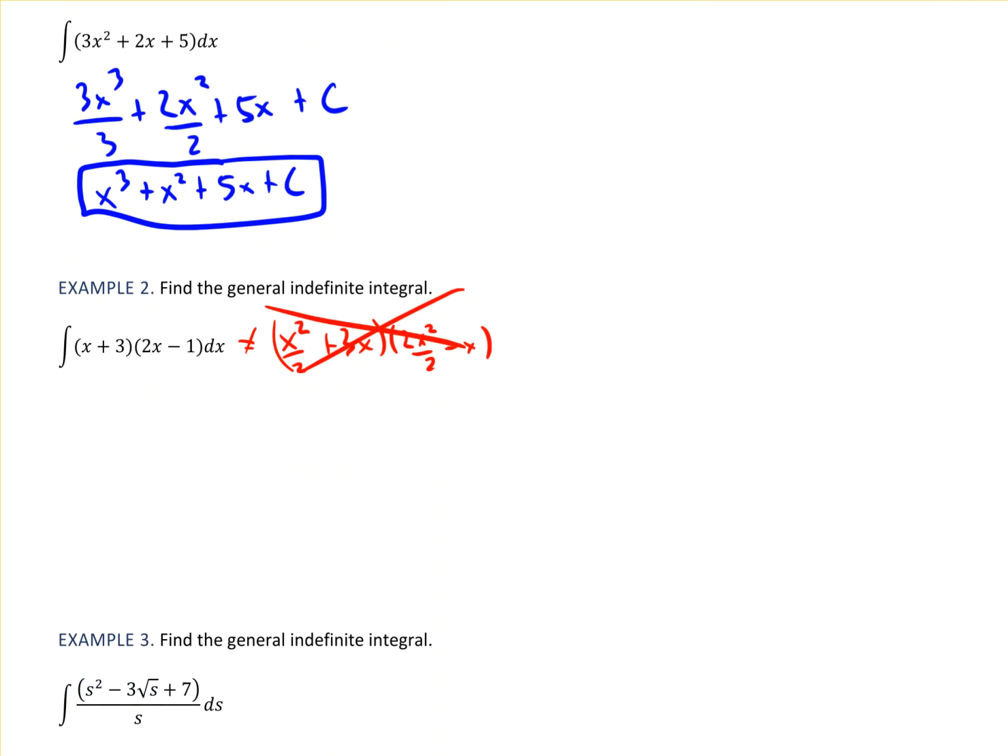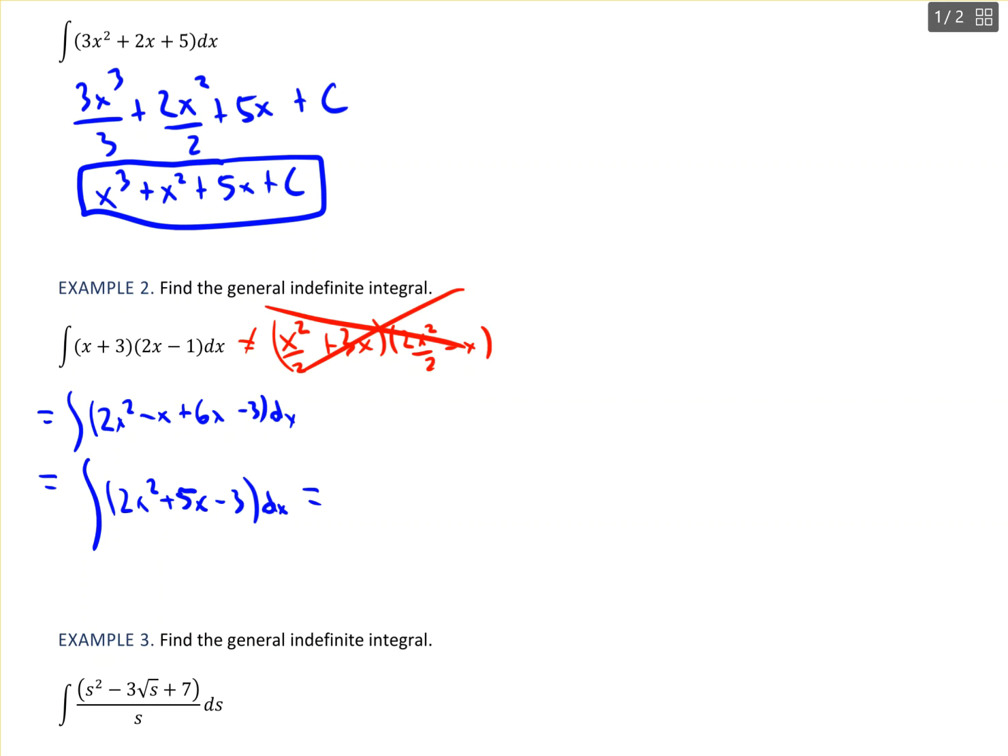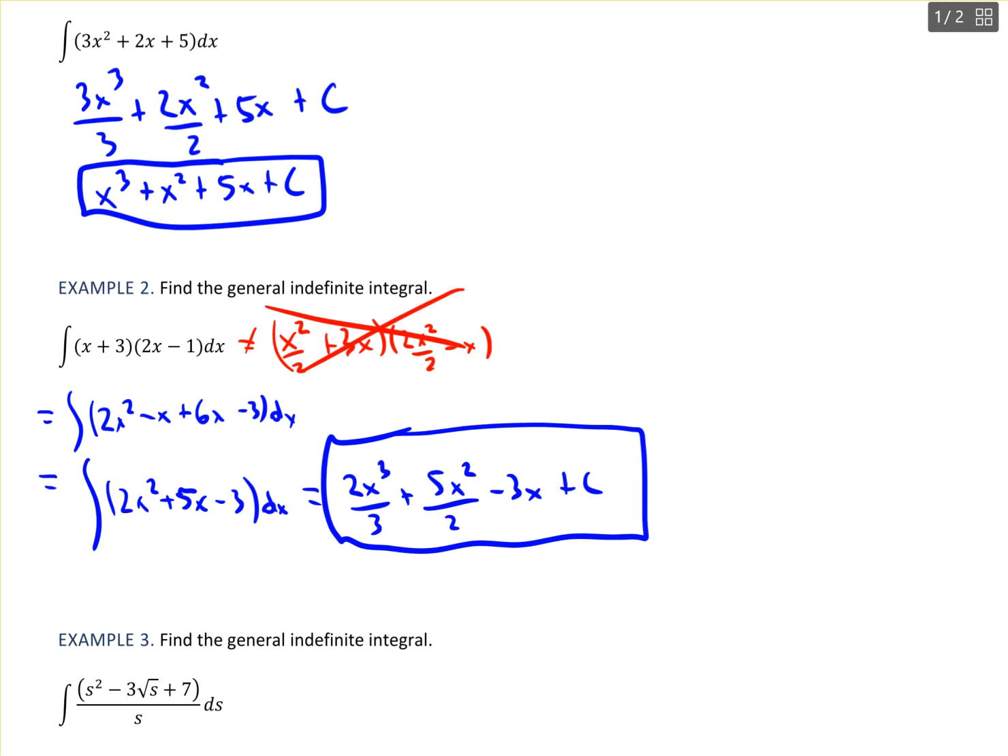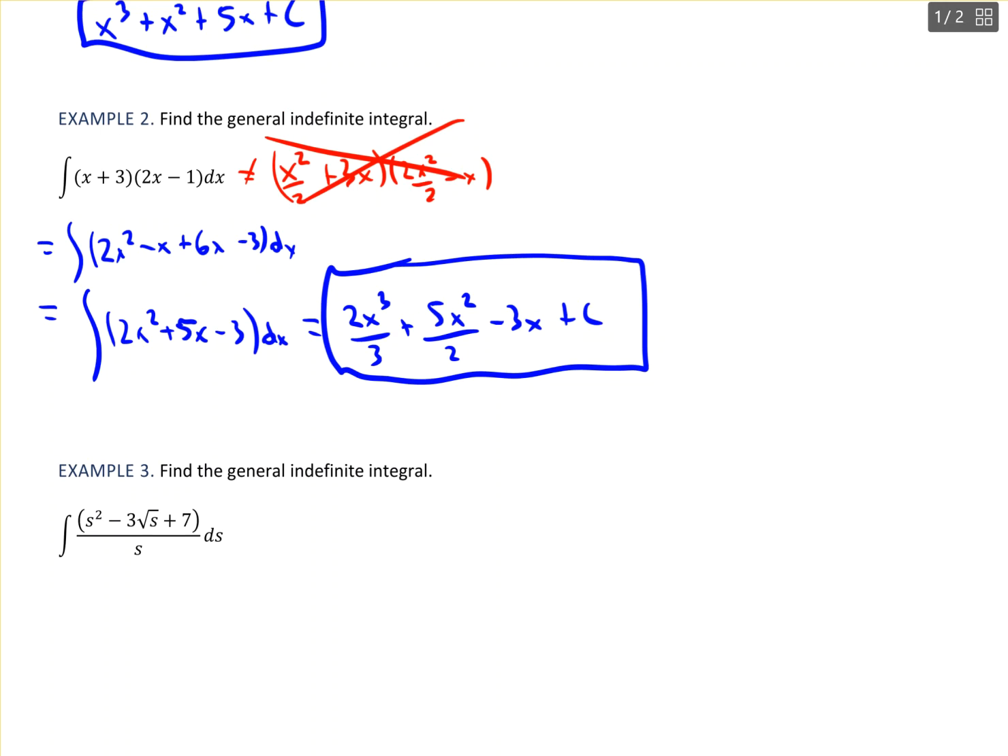So first things first, we're going to multiply this through. So x times 2x gets me 2x squared. X times negative 1 gets me negative x. 3 times 2x gives me plus 6x minus 3 dx. So I get the antiderivative of 2x squared plus 5x minus 3 dx. So I get 2x cubed over 3 plus 5x squared over 2 minus 3x plus c. And that's all there is to it.